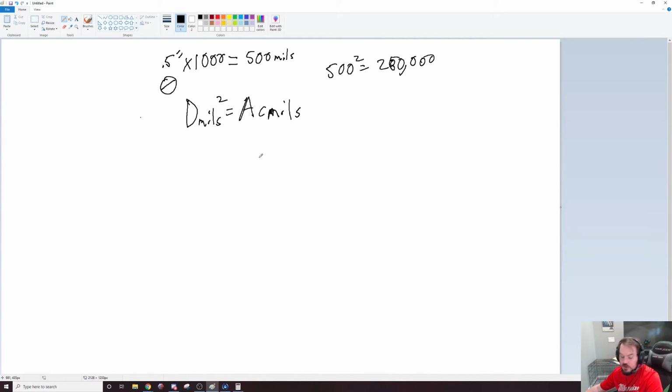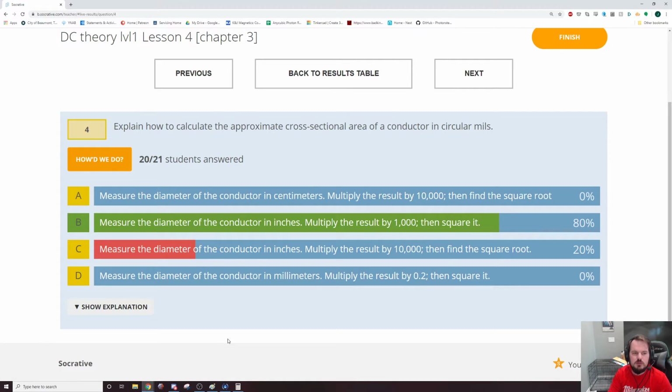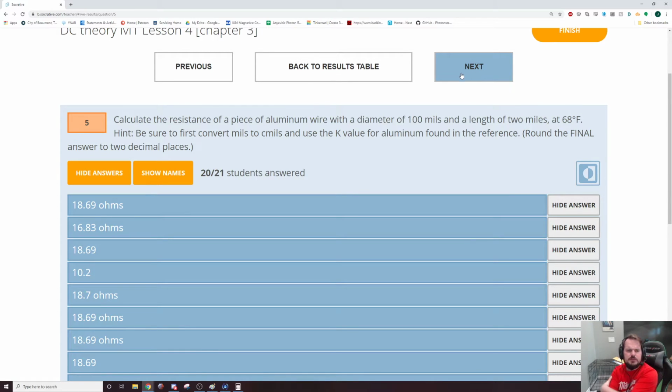Just as an example. I feel like this is a question and a couple questions too. So, like with those numbers. Calculate the resistance of a piece of aluminum wire with a diameter of 100 mils and a length of 2 miles at 68 degrees Fahrenheit. The 68 degrees Fahrenheit is because the K value is dependent on the temperature. In your book, they give you the K value for aluminum. I think it's 17 point.